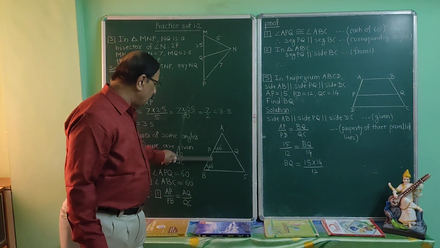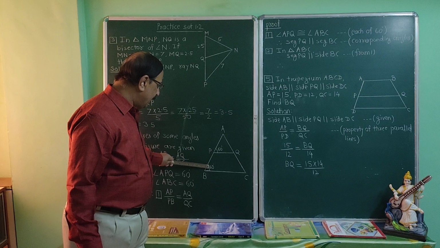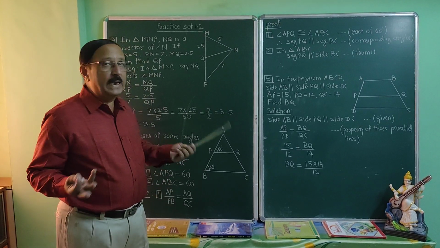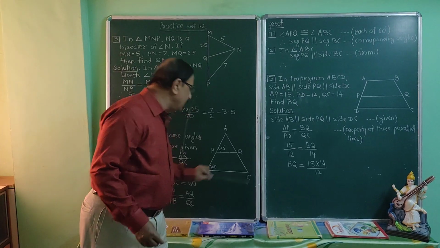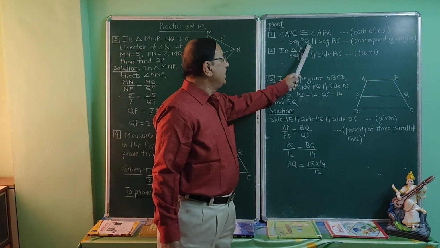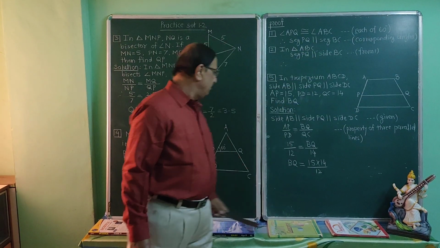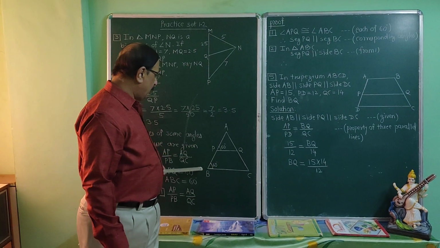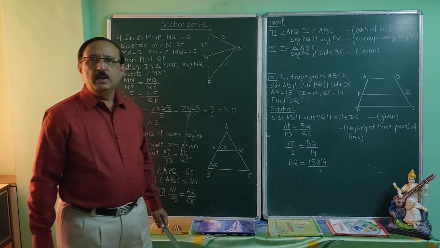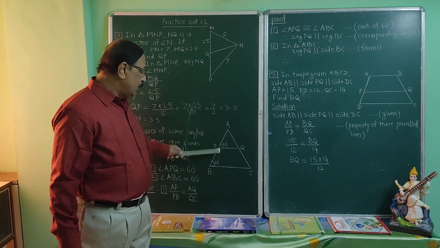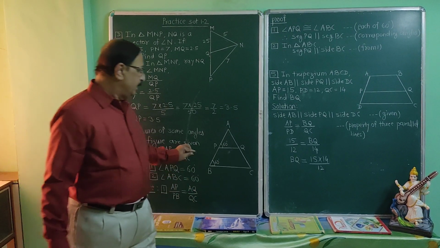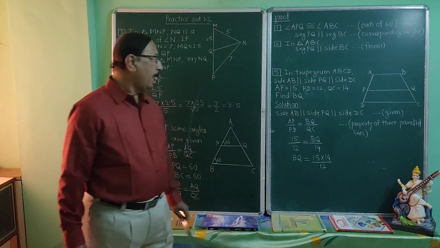And if this angle APQ and this angle ABC are congruent, then this PQ is parallel to BC. Seg PQ is parallel to seg BC. Corresponding angles theorem: if the corresponding angles are congruent, then the lines are parallel.